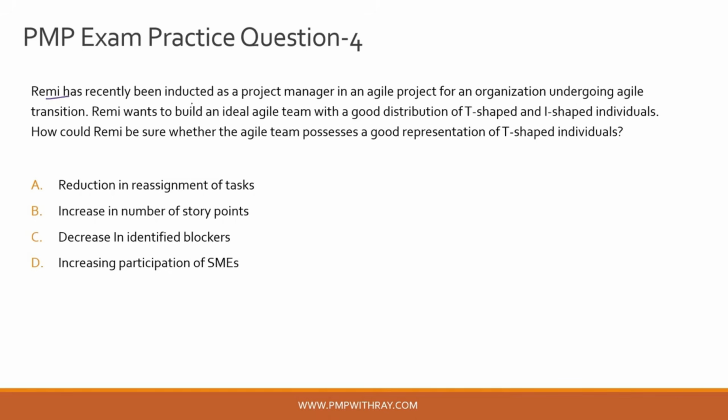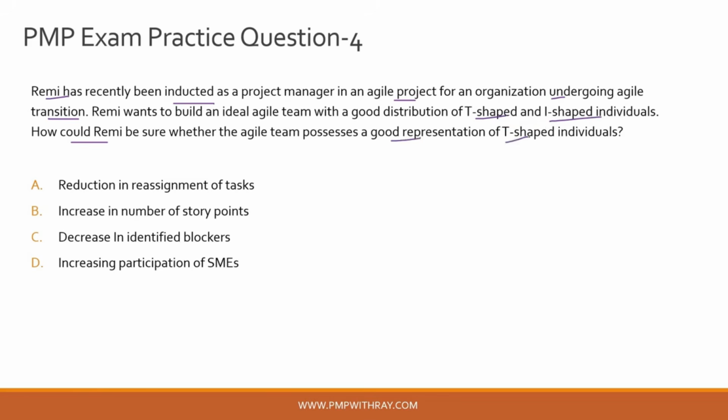Remy has recently been inducted as a project manager in an agile project for an organization undergoing agile transition. Okay, so the organization is transitioning from a waterfall or a predictive way to an agile way of working. Remy wants to build an ideal agile team with a good distribution of T-shaped and I-shaped individuals. How could Remy be sure whether the agile team possesses a good representation of T-shaped individuals?